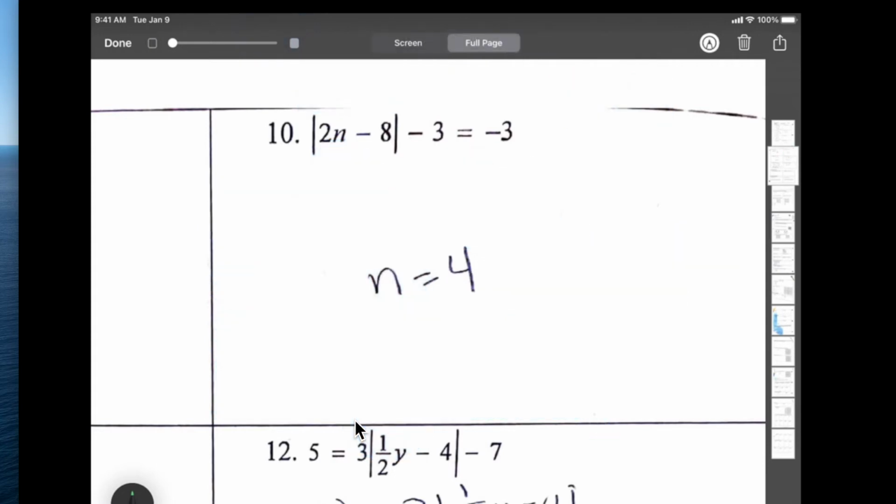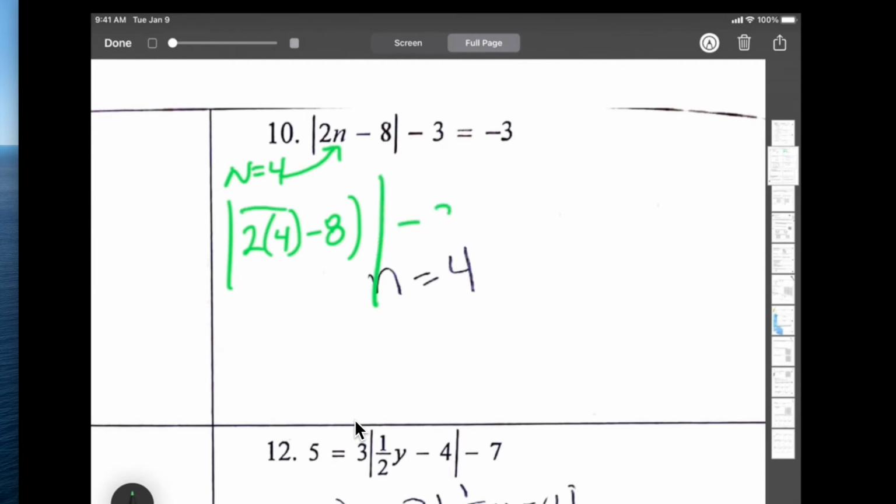Okay, the only answer we got is n equals 4. So you're going to take the absolute value of 2 times 4 minus 8. Okay, all I did was plug 4 in for n and then rewrite it down here. Okay, absolute value minus 3 equals -3.